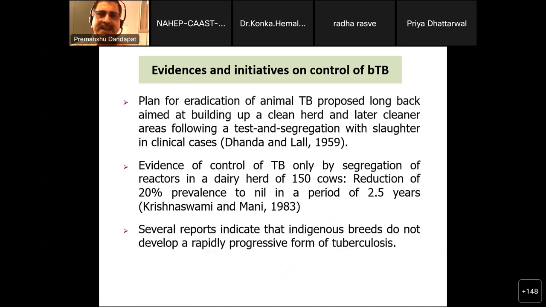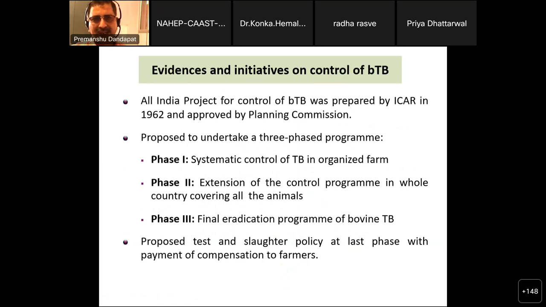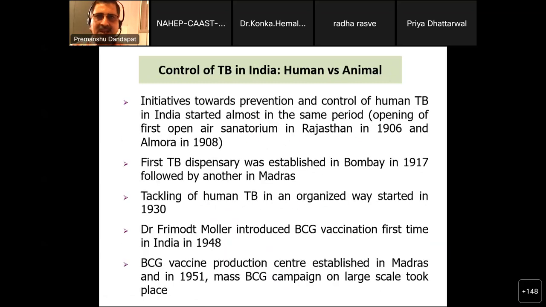So on evidences and initiatives for control of tuberculosis, lots of plans were made long back. But in 1962, the ICMR proposed that we can control it phase-wise. It was devised in different phases, but ultimately, it was not followed properly. If you think of human and animal tuberculosis in the Indian context, the initiative towards prevention and control of human TB in India started almost in the same period as in animals, but animal TB was completely neglected. The first TB dispensary was established in 1917 for human beings in Chennai.